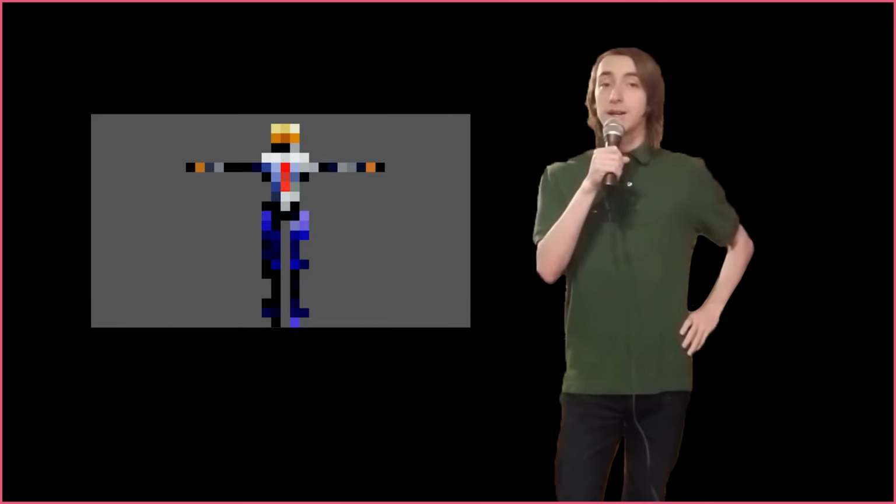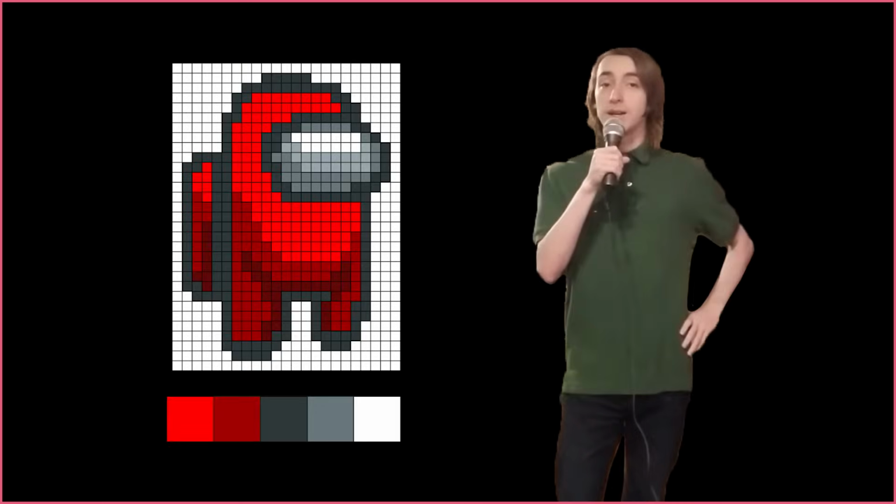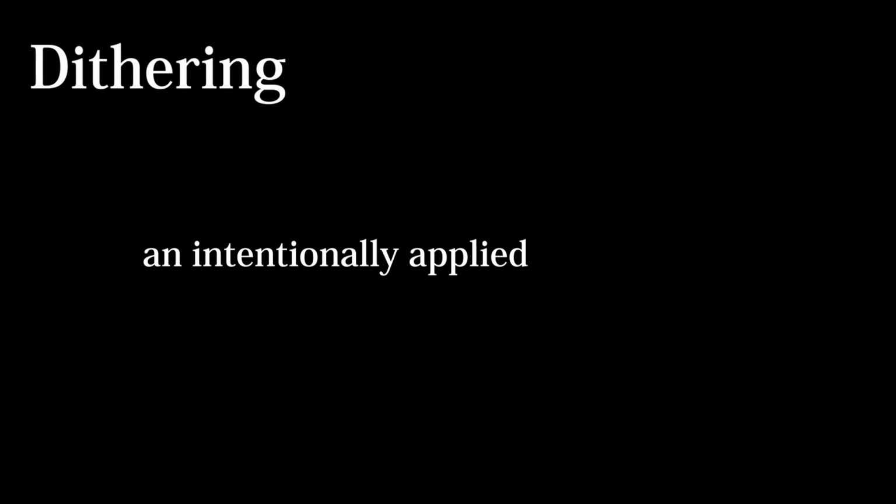Now, downscaling by itself might be satisfactory for you and your game, but we're still missing a crucial aspect of pixel art, which is a limited color palette. How can we convert our image into a smaller color palette? Dithering is an intentionally applied form of noise, which is used to prevent large-scale patterns like color banding.